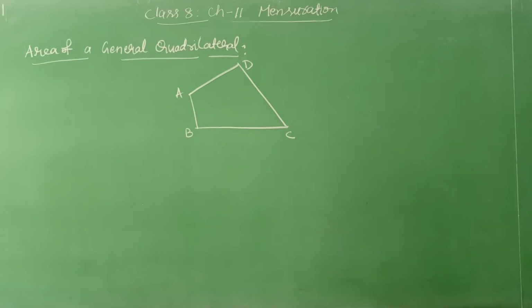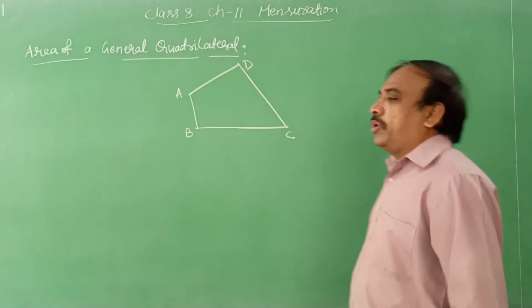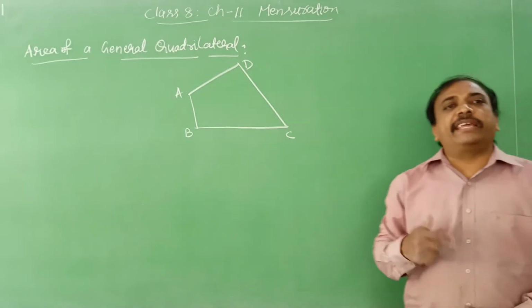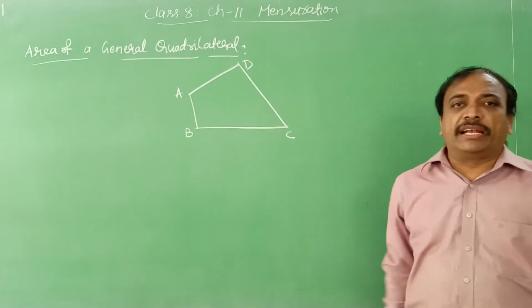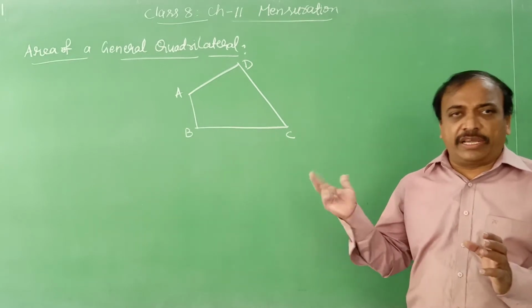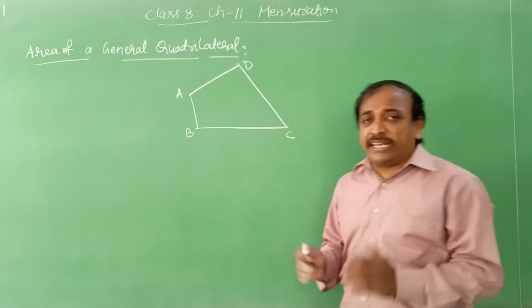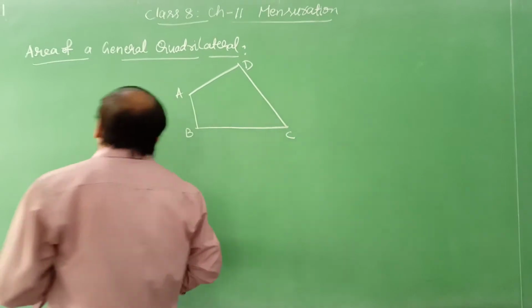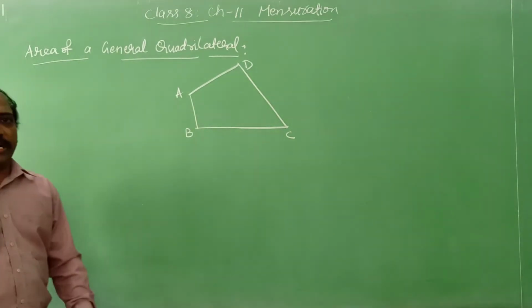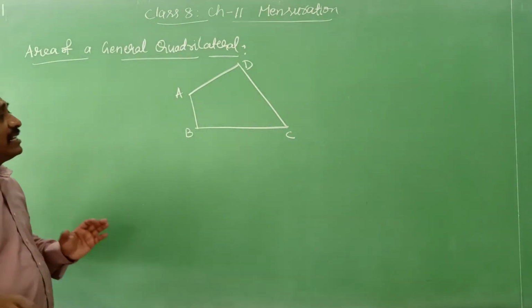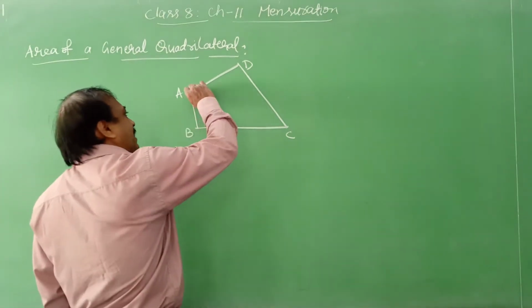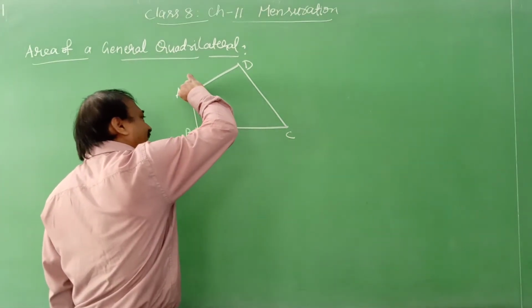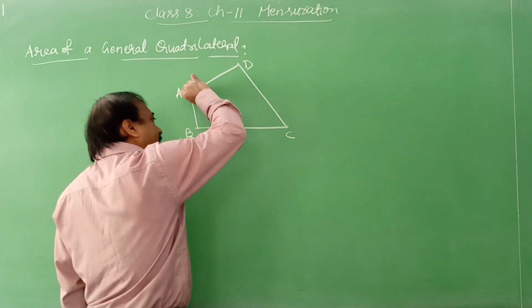Now we will discuss the area of a general quadrilateral. Before, we discussed the area of the trapezium; now we are going to discuss the area of a general quadrilateral. It is a closed figure of 4 sides. To find the area of this quadrilateral ABCD, again we construct a diagonal. Join the diagonal AC. Observe it.